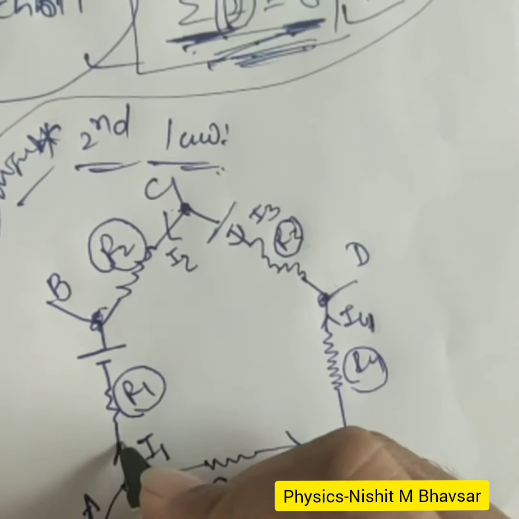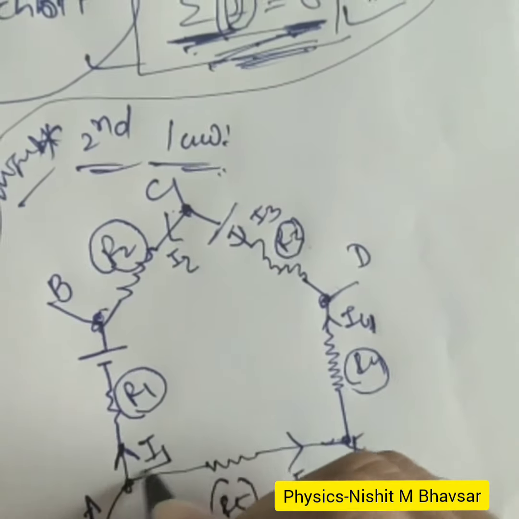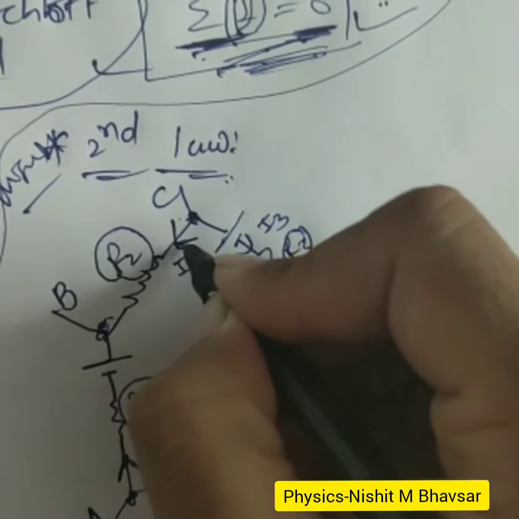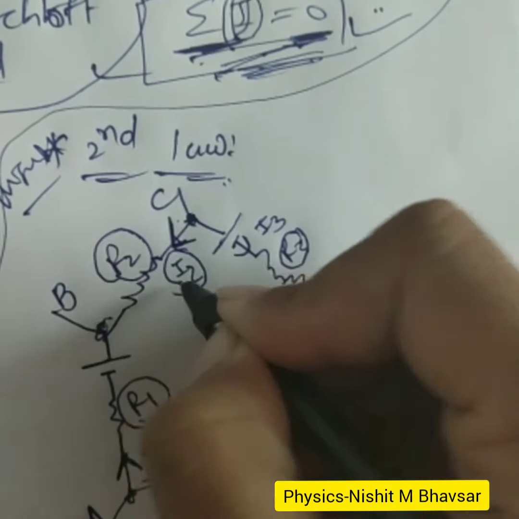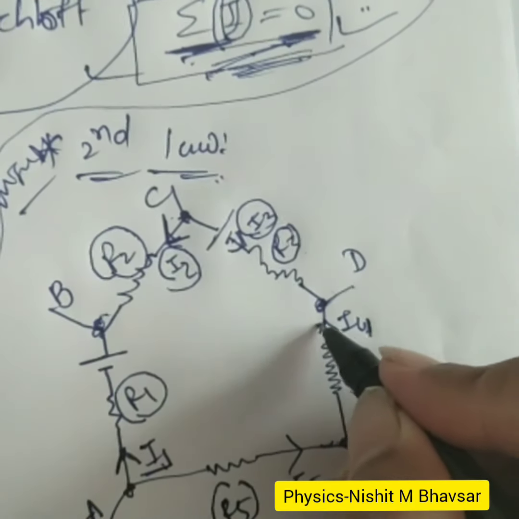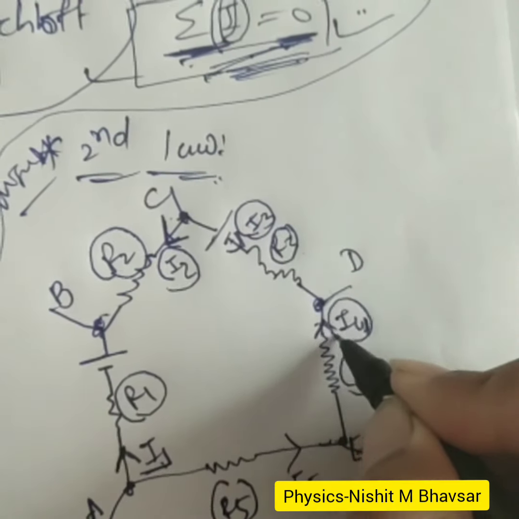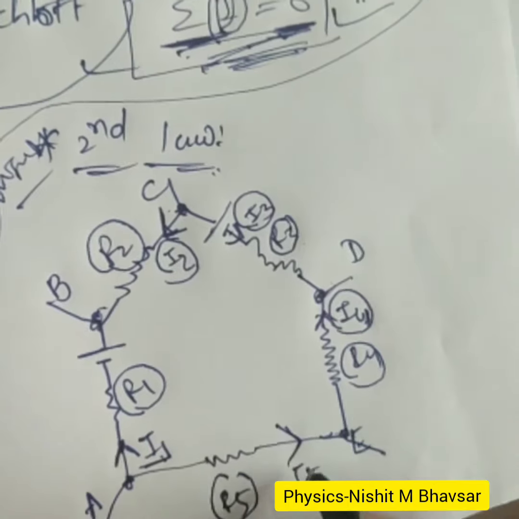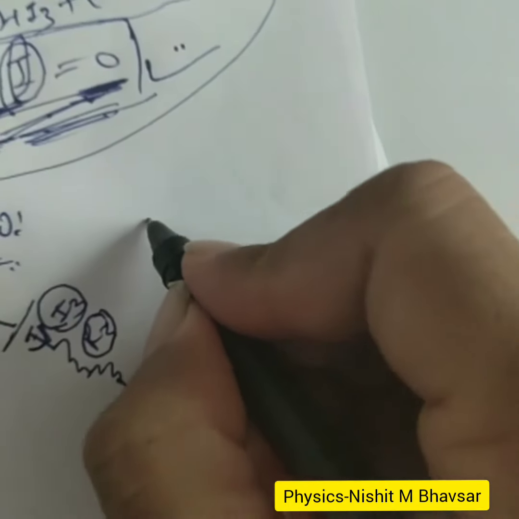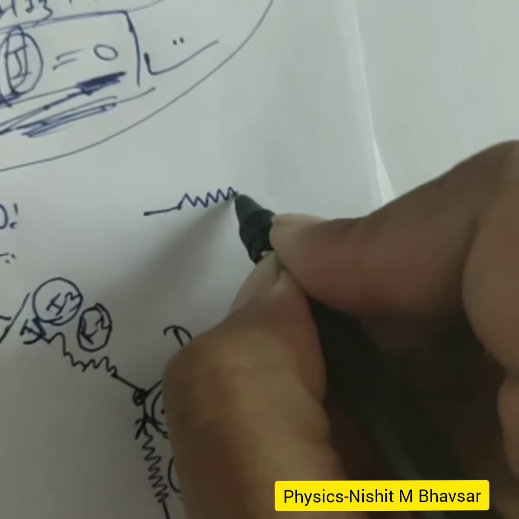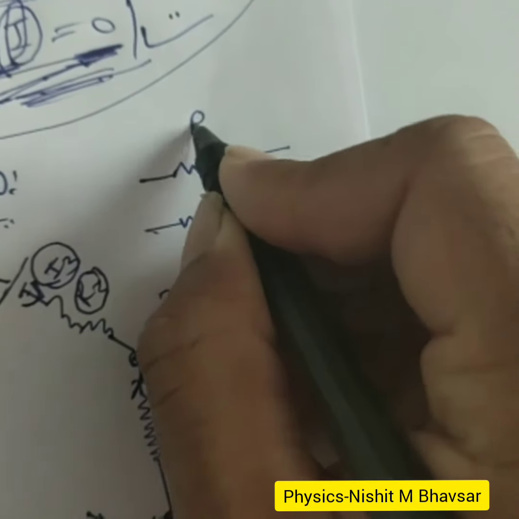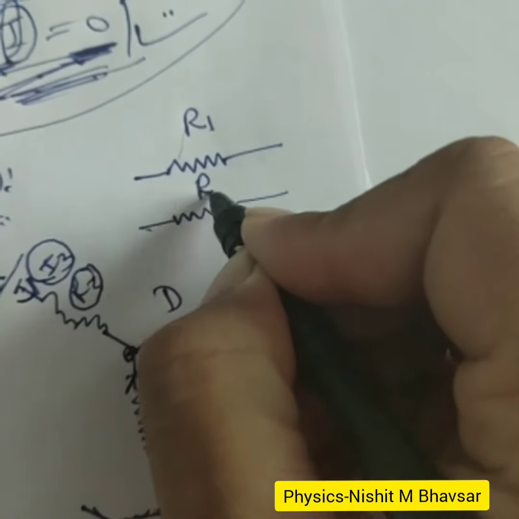We have a direction of electric current. It is I1 in this direction, I2 in this direction, I3 in this direction, I4, and in this direction it is I5. First, I give you information about the direction of electric current.